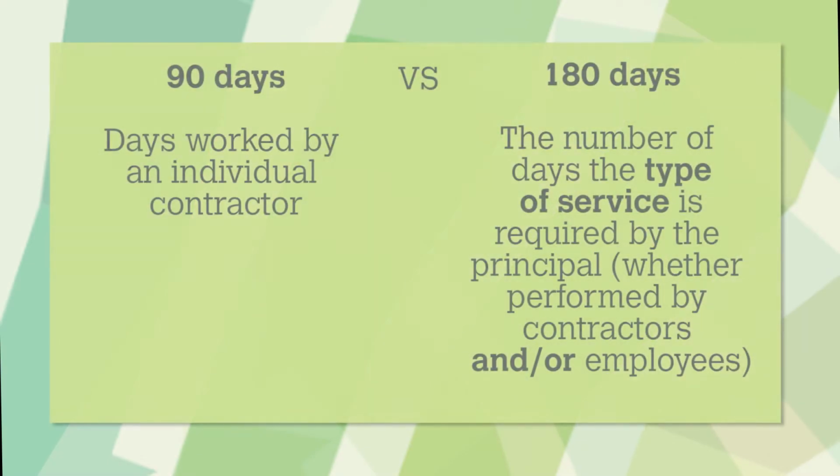To summarise the difference between the 90-day and the 180-day exemption: the 90-day exemption refers to the number of days when individual contractors performed a service, and the 180-day exemption refers to the number of days a particular type of service is required by the principal, whether it is performed by contractors, employees, or a combination of the two. Where a particular type of service is required for 180 days or less, any payments to one or multiple contractors providing that service is exempt.